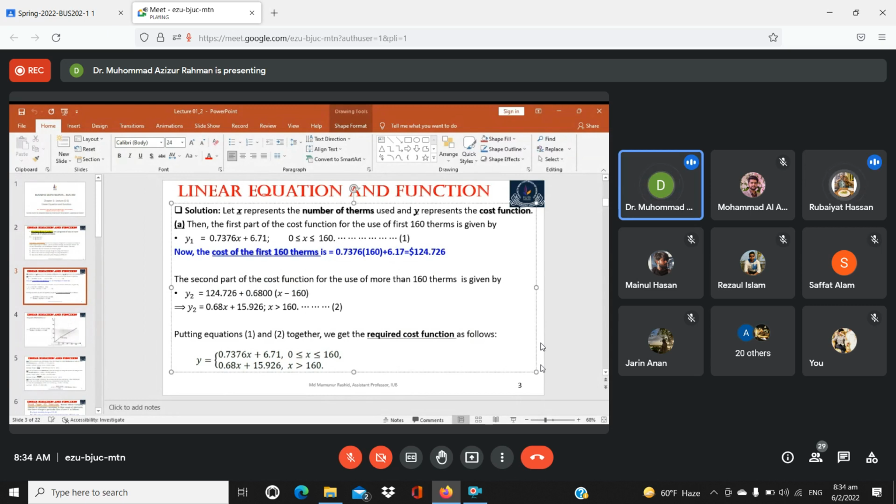Sir, do we have to show this line, the line where we showed y2 is equal to 124.726, or can we skip it? We can directly write down the equation. You can directly write down, but for the initial case, you need to do the calculation so that you can remember how this actually works. Got it. But if you can skip this one, no problem, as long as you know. If you do not practice, maybe you will forget it.